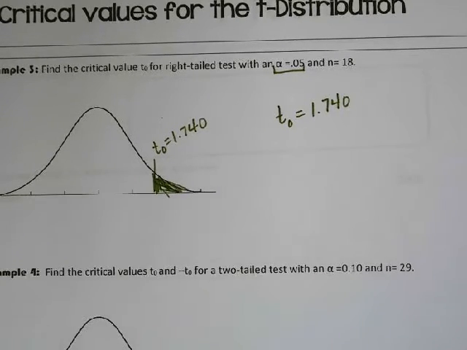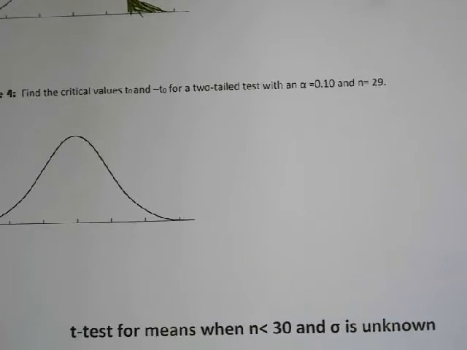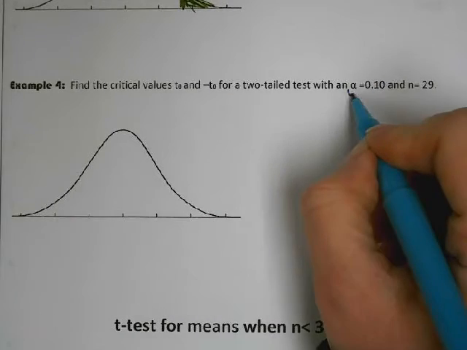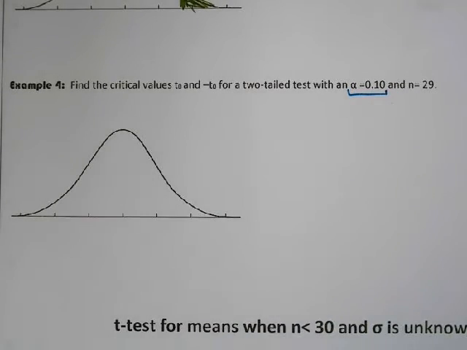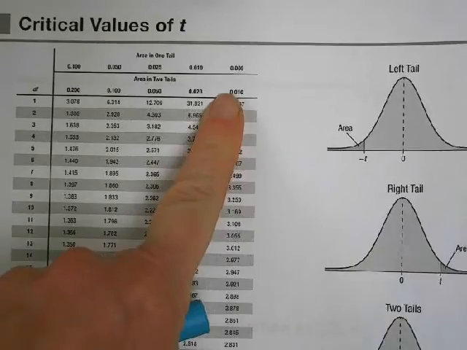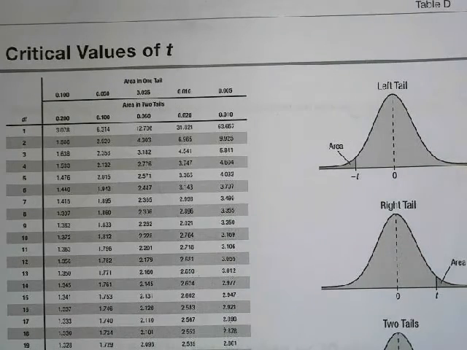All right, so in this case, we've got a two-tailed test, so I'm going to use the two-tailed heading. So for a two-tailed test with an alpha of 0.10, and N of 29, this time I'm using a different heading. I'm using this one, area in two tails. So I'm going to go over here. My N is going to be 28. My DF is 28. So 2.763.